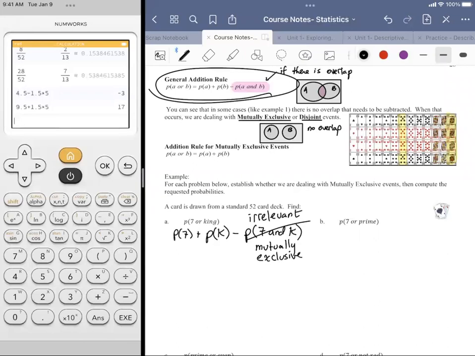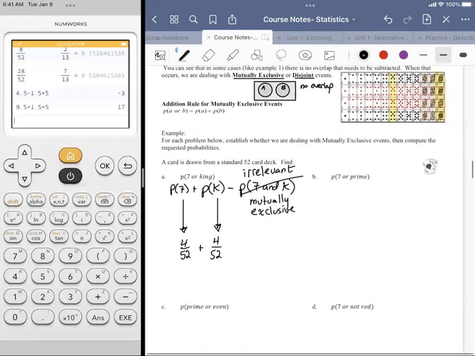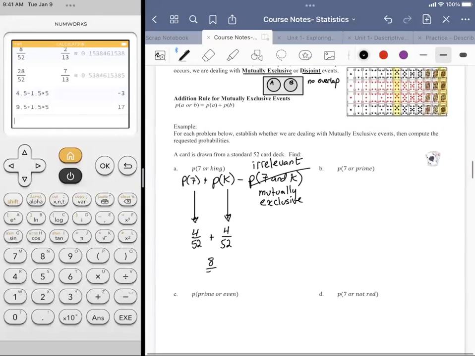So all we'd have to worry about here is taking the probability of getting a 7 and adding to it the probability of getting a king. The probability of getting a 7 is 4 out of 52. There's 52 cards in a deck, 4 of them are 7s. It's really as simple as that. For the king, same deal. There's 4 cards in the deck that are kings. There are 52 cards in a deck overall. So the probability is going to be 8 out of 52.